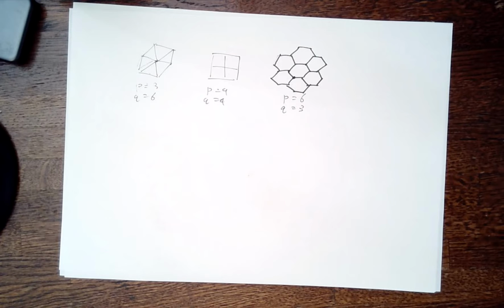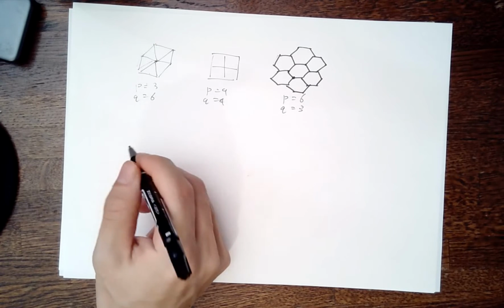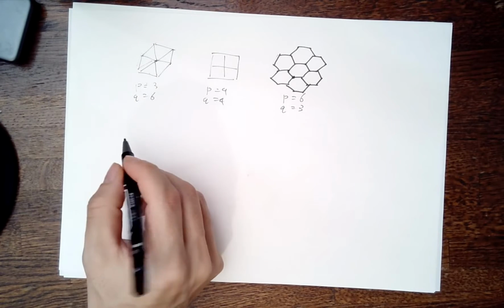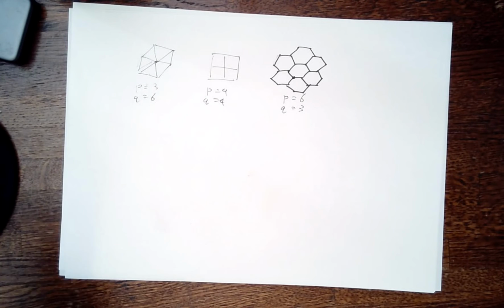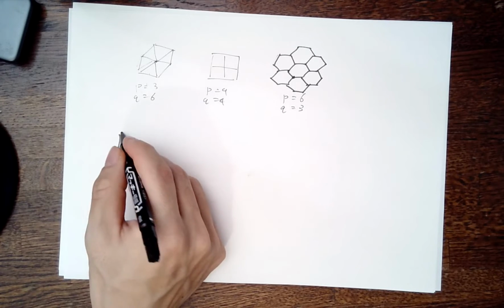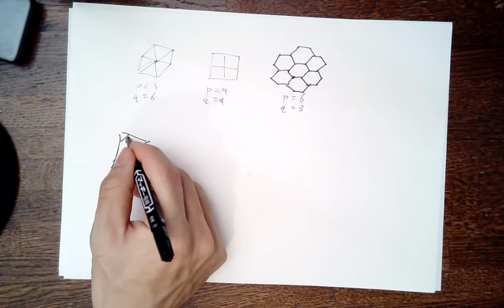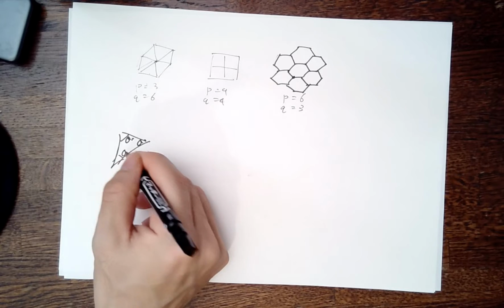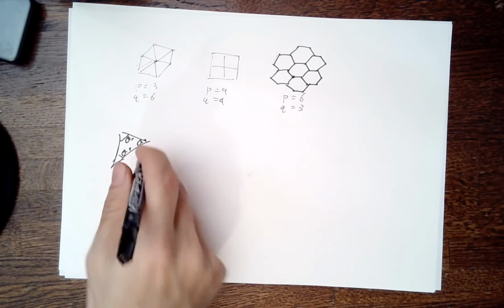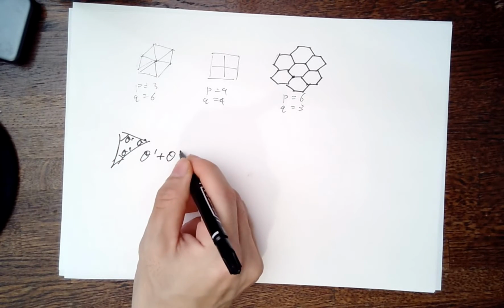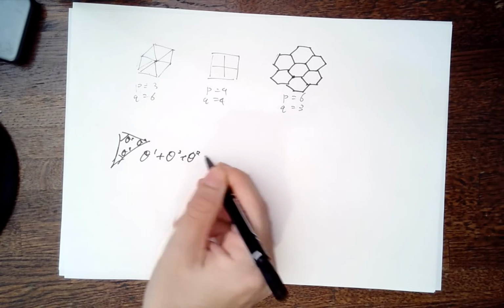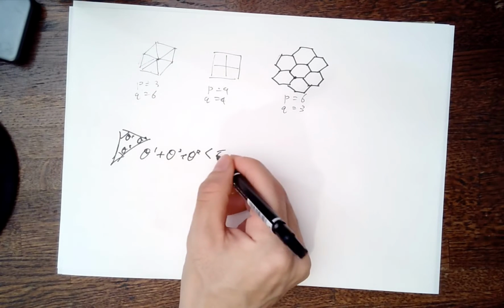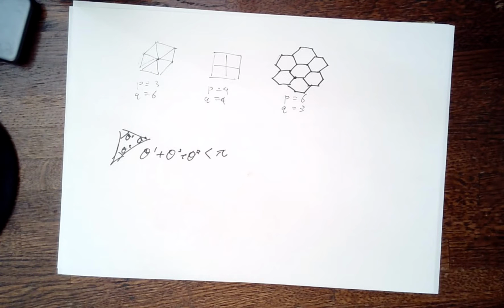But in hyperbolic geometry, this is not the case, because the main principle in hyperbolic geometry is that the sum of the angles of a triangle is not 180 degrees. So if you have angle 1, angle 2, and angle 3, the sum of the angles is always less than 180 degrees.